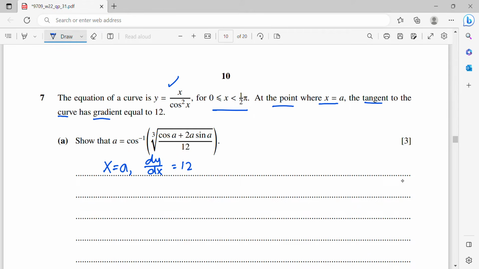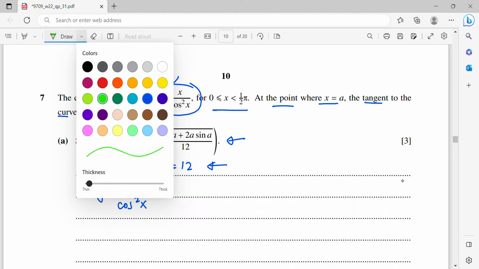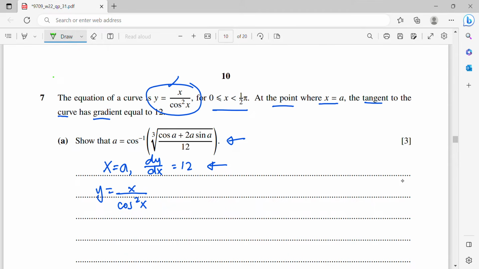Now you want to show that a equals this formula. So what to do is, before you apply these two values, we have to differentiate y with respect to x. Now this is a division of two functions of x, therefore we use the quotient rule. So differentiating u over v with respect to x, it will be v squared in the denominator, and then vu prime minus uv prime.